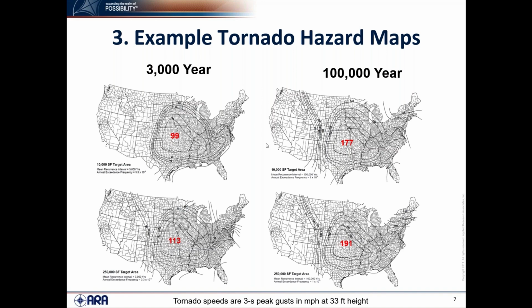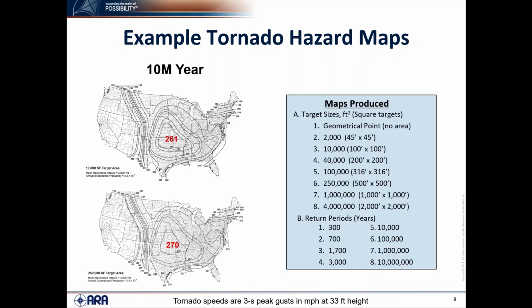If you're below 50 miles per hour as your tornado wind speed, it will never control over the basic wind load design that you would get from the building code or ASCE7. We'll talk more about that in the next week. And here is 10 million years. So at these very long return periods, obviously of interest to the nuclear industry and others, we can see for a 10,000, so kind of a small building, 261.